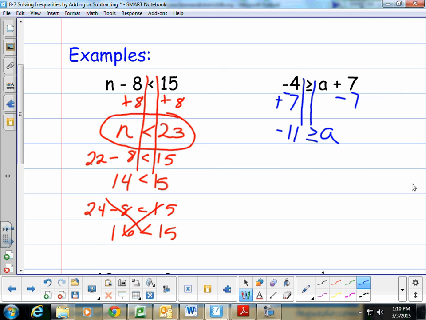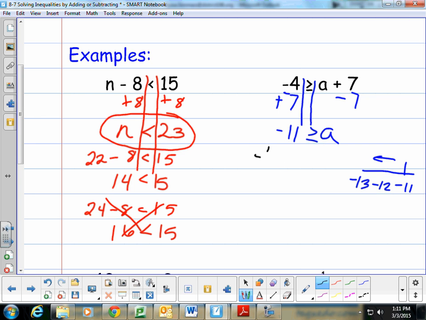Numbers that are less than negative 11, you may need to think about. If negative 11 is on a number line here, numbers that are less, to the left, are going to be negative 12, negative 13, numbers that are more negative than that. So you can check again. It's going to be negative 11 or less.